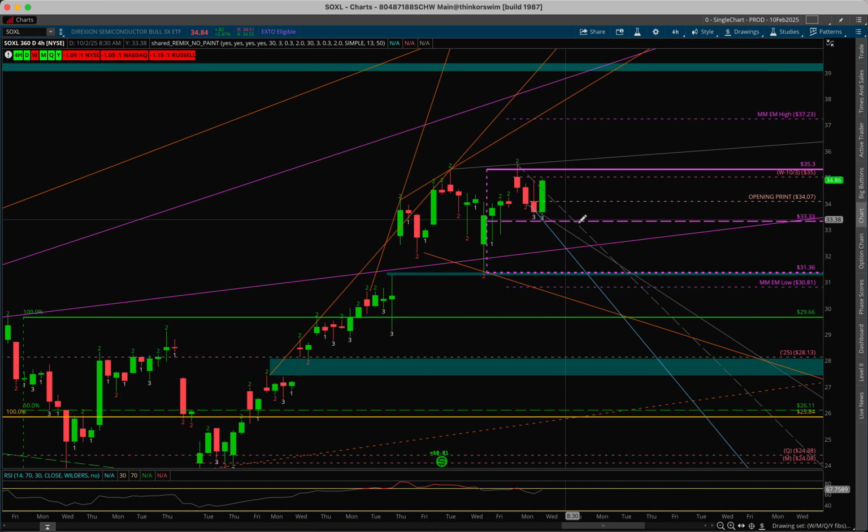To the downside, again, we've got this 50% of last week. If we do break through and go down further, who knows, we could even test last week's low. There is a little bit of a gap to fill that we didn't finish filling.